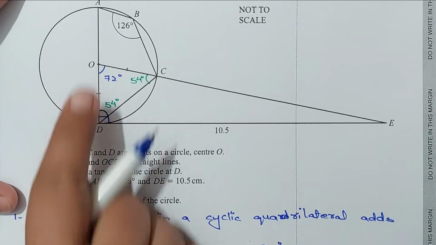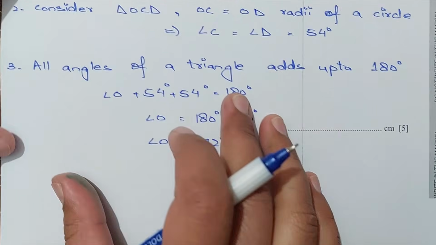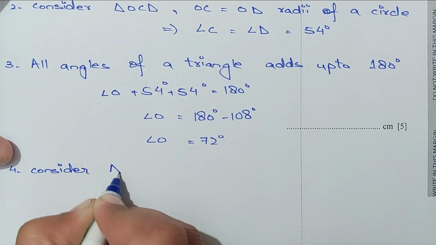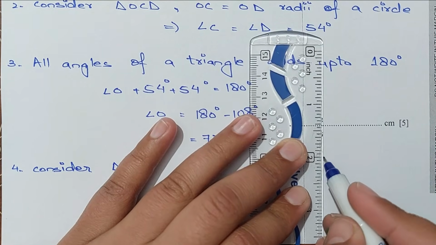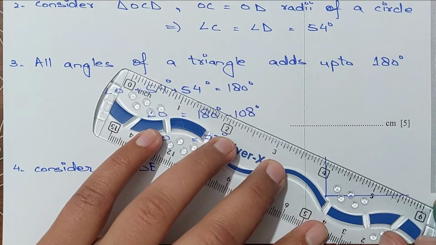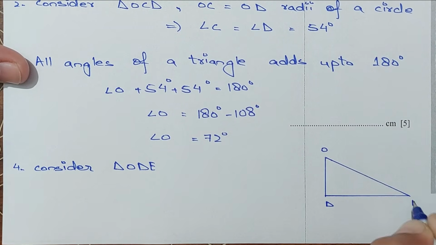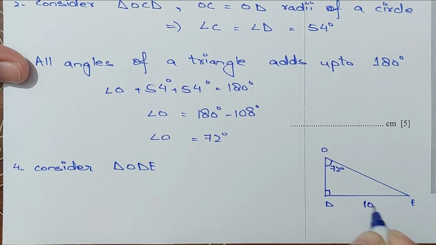Now we have to consider this right angle triangle O, D and E. Number 4. Consider triangle O, D and E. Let me draw this triangle as well. This is a right angle triangle. So this is O, this is D and this is E. The right angle is at D, this angle is 72 degrees and this side is 10.5. We have to find the radius. The radius is OD, OC, OA. You can pick any one.